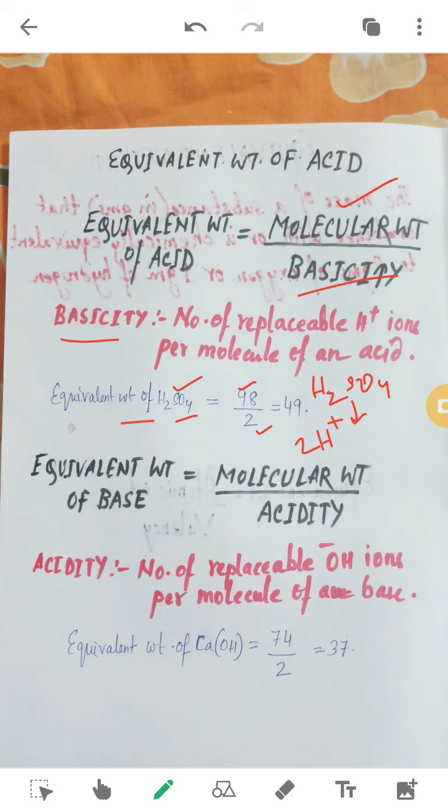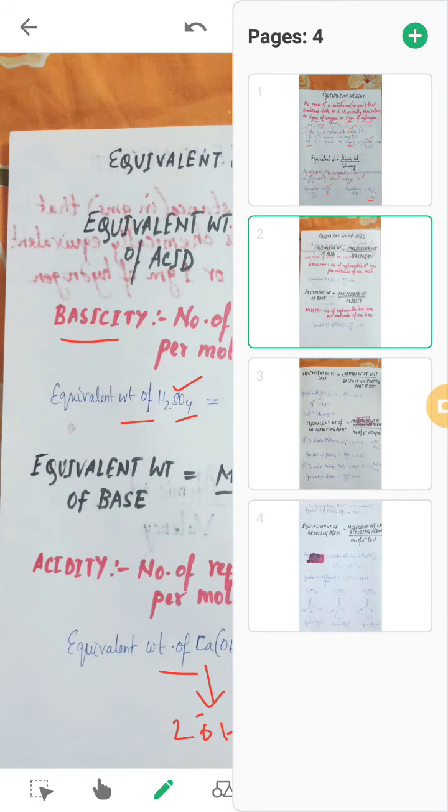Now we go for equivalent weight of a base. Similar to the acids, it is molecular weight by acidity. Now what is acidity? Number of replaceable OH minus ions per molecule of a base. Now if you want to find out equivalent weight of calcium hydroxide, how do we do it? We know that one molecule of calcium hydroxide will give us 2 OH minus ions. So here the acidity becomes 2 and hence we get 37. Next we go for the next problems.